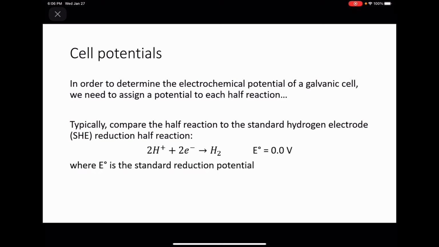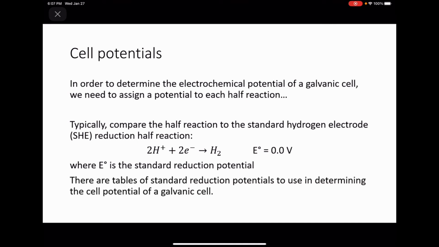And that is 2 H pluses, so 2 protons, get 2 electrons, and we generate hydrogen gas. And that we assign as its reduction potential, because this is a reduction reaction the way it's drawn, as 0 volts. Okay, so that's the standard. And then we will just measure all the other reduction potentials versus that standard of 0. So some might be more negative, some might be more positive, but they're a comparison to the standard hydrogen electrode.